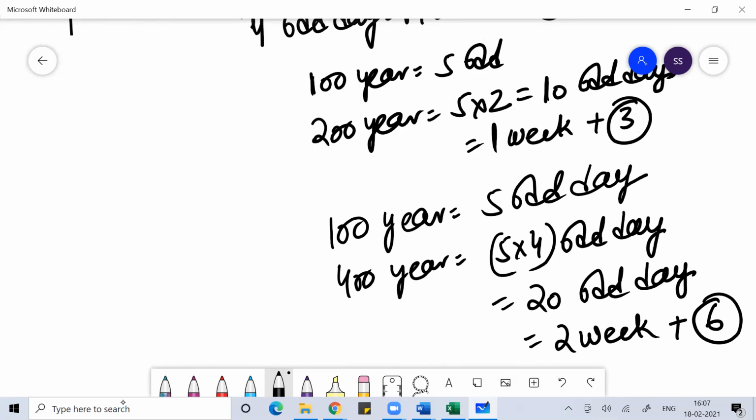You have to understand the 100th year is not a leap year because it's not divisible by 400. The 200th year was not a leap year because it's not divisible by 400. The 300th year was not a leap year because it's not divisible by 400. But the 400th year will be a leap year. Why? Because it's divisible by 400.